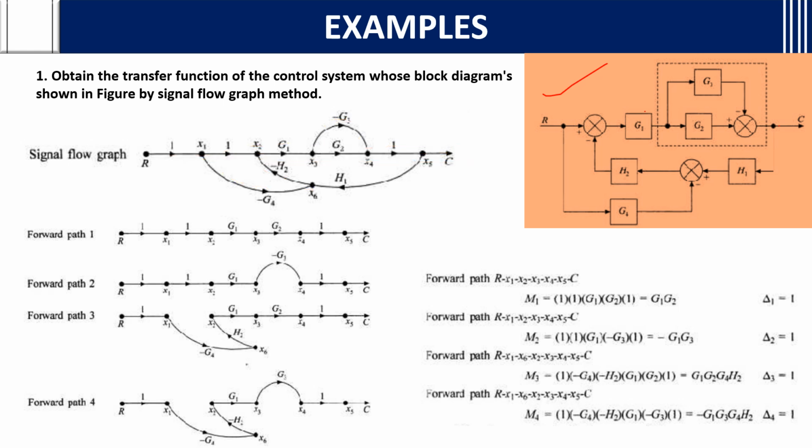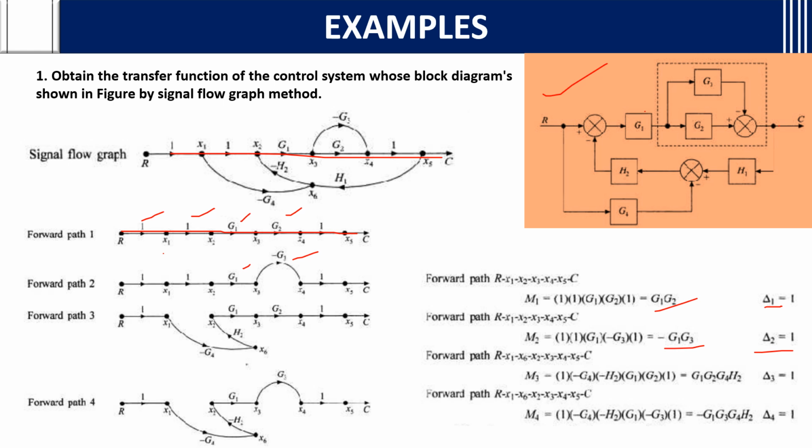Then respective gains need to be multiplied. For M1, what is the gain? 1 into 1 into G1 into G2 into 1. So G1 G2, and the respective delta 1: is there any loop which is not touching that path? No, all loops are touching. So delta 1 will be 1. For the next forward path, what is the gain? Minus G1 G3. All the loops are again touching this forward path also, so delta 2 will also be 1.